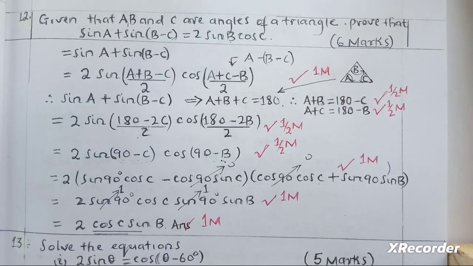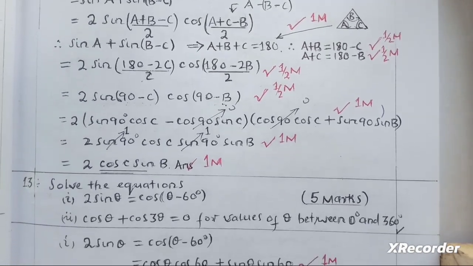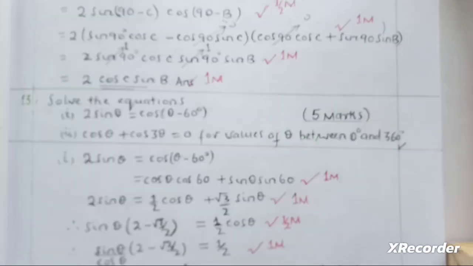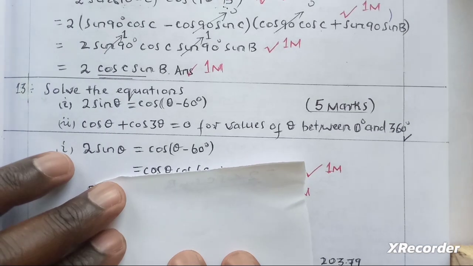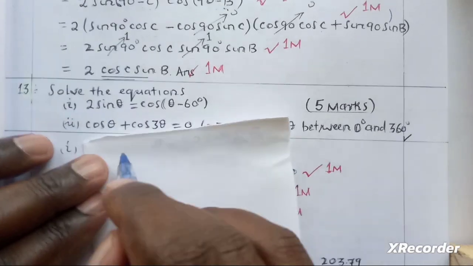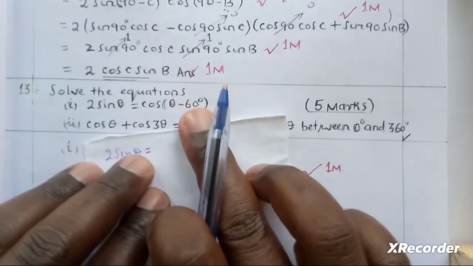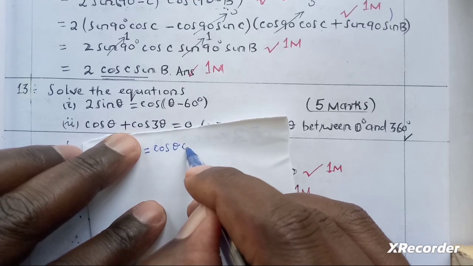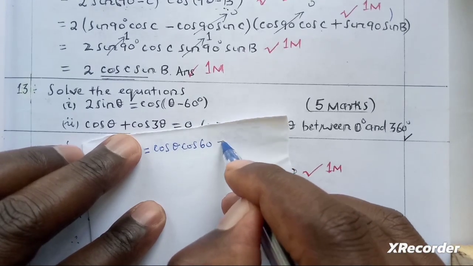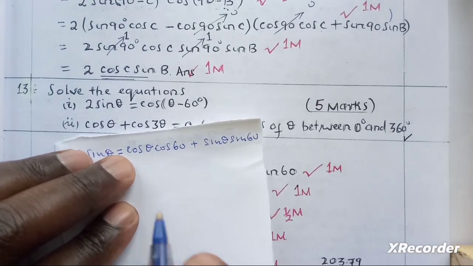So let's go to the next question, which is solve the equation 2 sin theta is equal to cos (theta minus 60). So when we come to this one, we do it like this. We say 2 sin theta is equal to, we expect this one as a compound angle. It's going to be cos theta cos 60 plus sin theta sin 60.